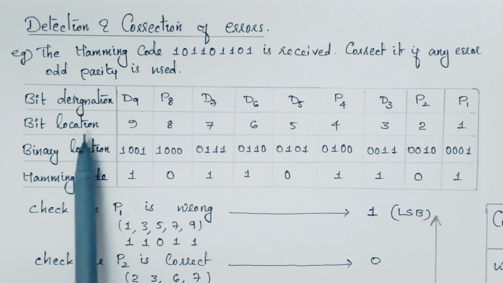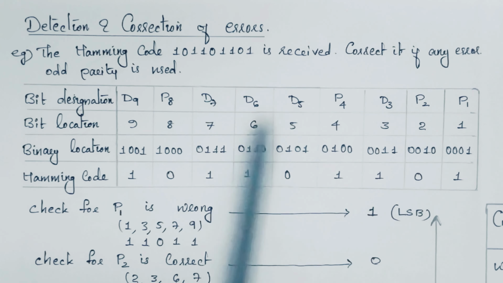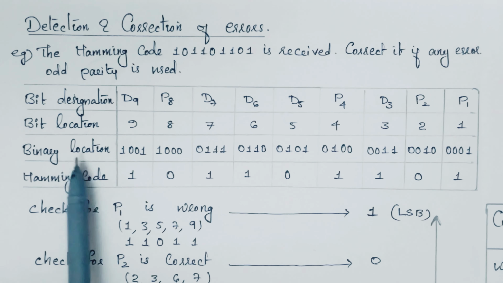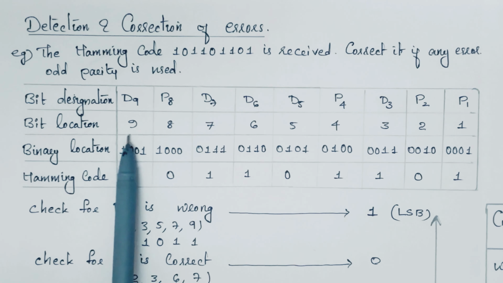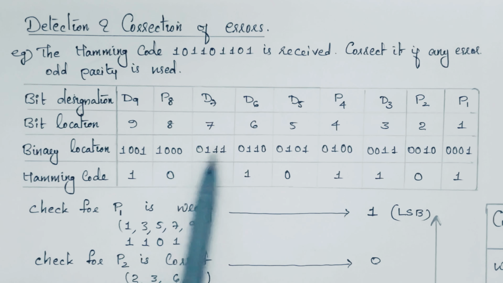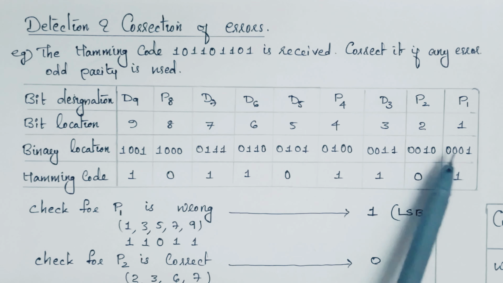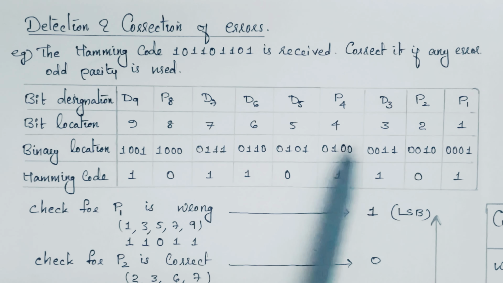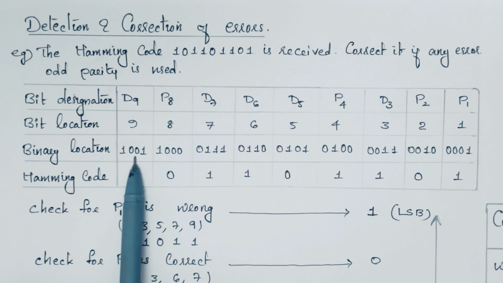Then we need to write the bit location. Bit location from 1 to 9 we need to write. Then the binary of the location. We need to write till 9. So we are taking 4-bit representation. For 1 it is 0001. Then for 2 0010. Up to the location 9 we need to write the binary. For 9 binary is 1001.